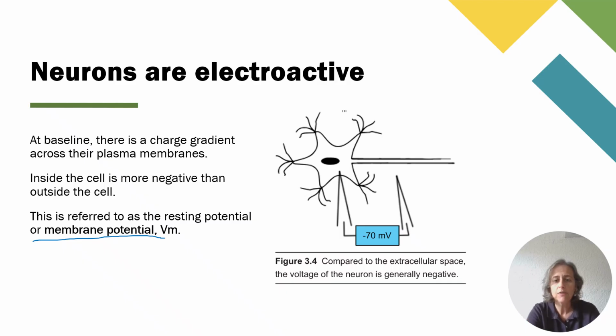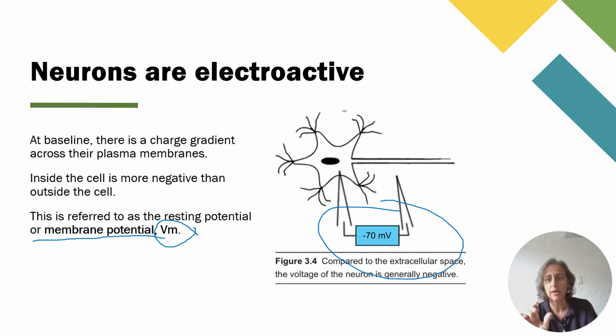Now, here's a little confusing thing. You see here, minus 70 millivolts. That's what mV stands for. Over here, for membrane potential, I have Vm. I didn't come up with this, but V with a little m is the symbol for the membrane potential, or the difference in charge across the membrane of a neuron. Millivolts is the unit for measuring the charge. Okay.